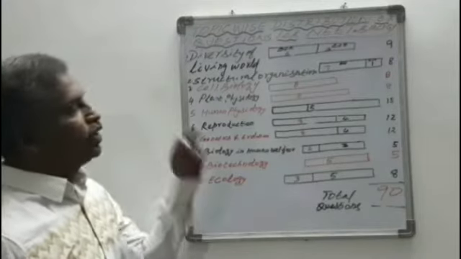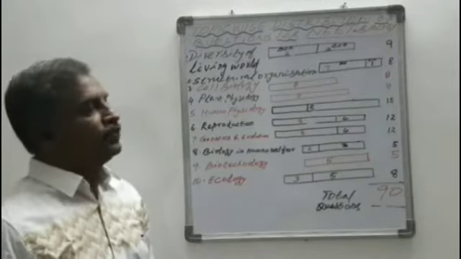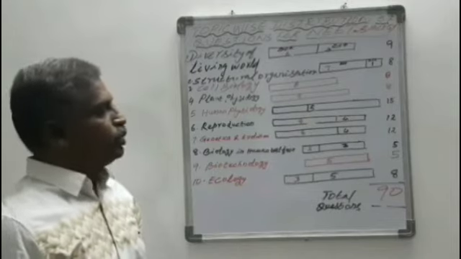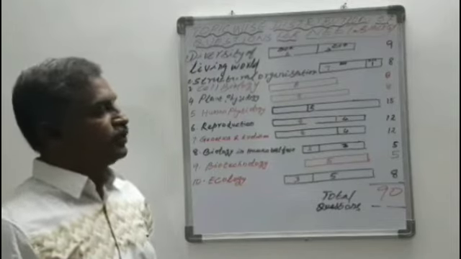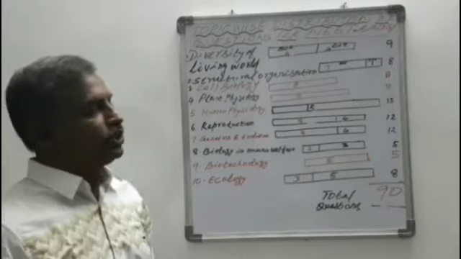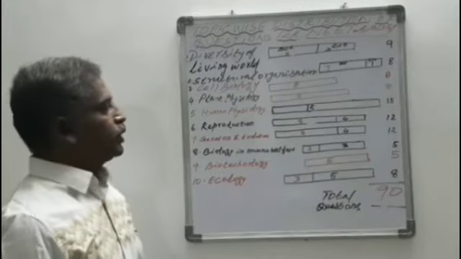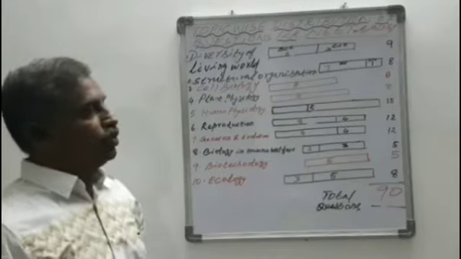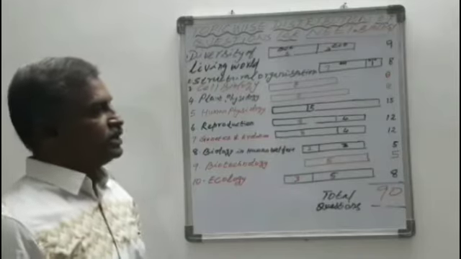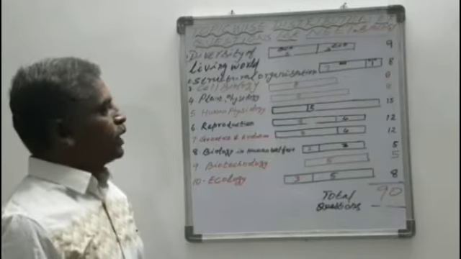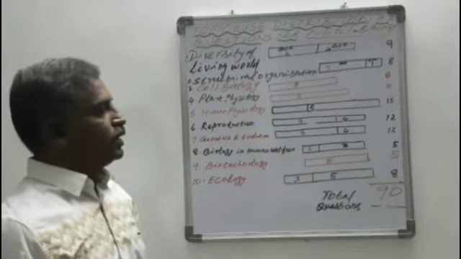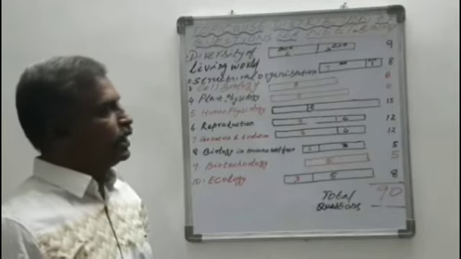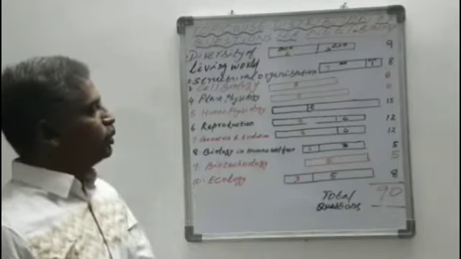The next one is human physiology. Human physiology has 15 questions. If you are thorough about all the concepts of human physiology, mostly application-oriented concepts are given. If you know all the concepts with crystal clear understanding and practice more questions from human physiology, then you can score more marks from human physiology.